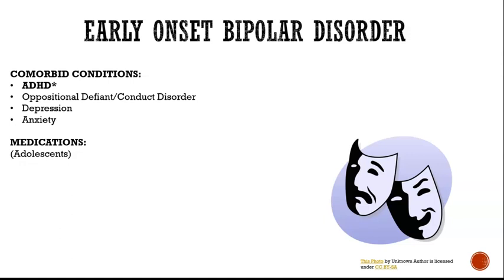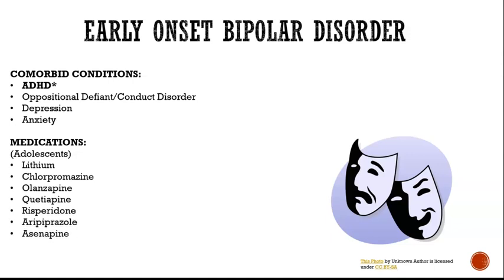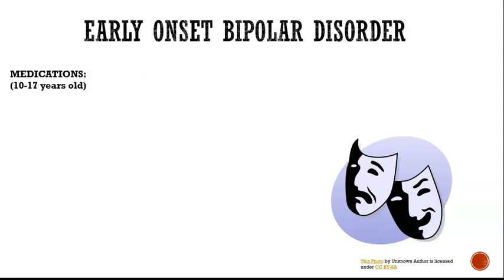And there are medications that we use to treat children who are bipolar, and these medications mimic some of the adult medications, where you may be using lithium, you may use olanzapine, quetiapine, you may use chlorpromazine, sorry about that, y'all, risperidone, aripiprazole, or asenapine. So if your patient is between the ages of 10 and 17 years old, then you want to stick to the quetiapine, the risperidone, the aripiprazole, or the asenapine.